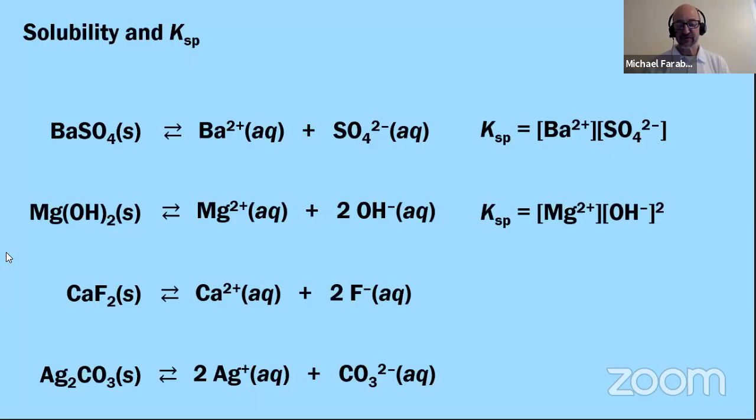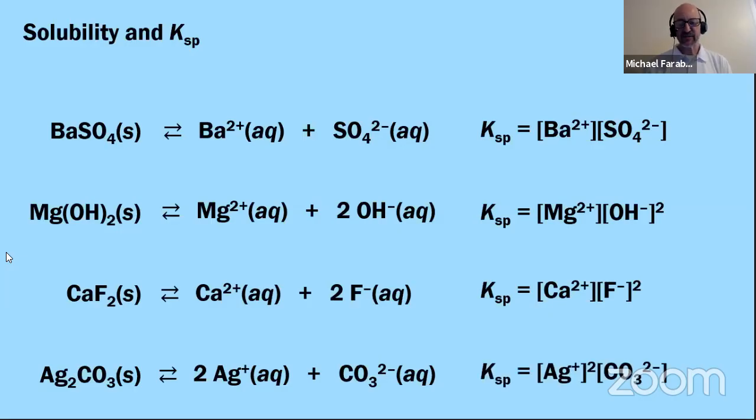Now there is a coefficient of 2. I'm going to write an exponent. So I have that little superscript there. So these are the Ksp, the equilibrium constants, the solubility product constant for these solids. Now, is K rather large or small? Well, let's go ahead and look at some examples.